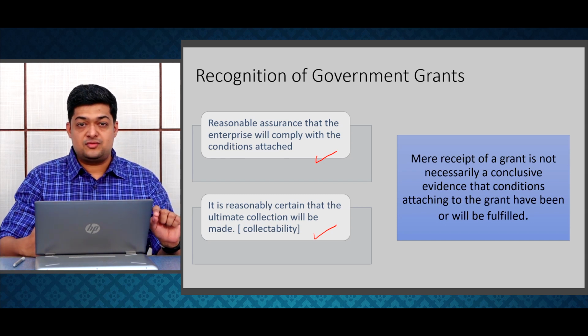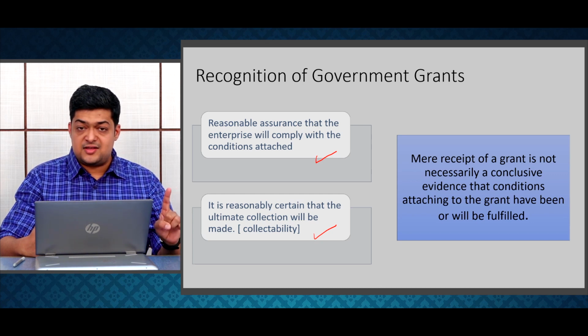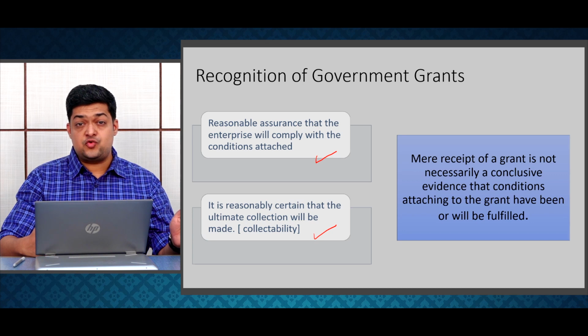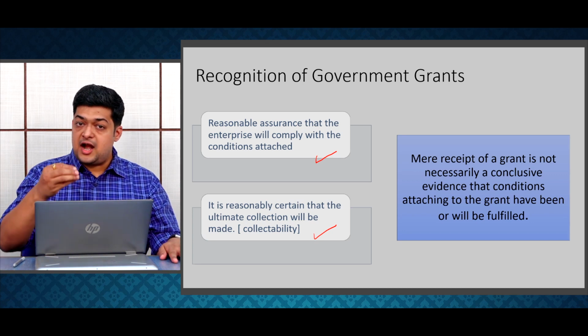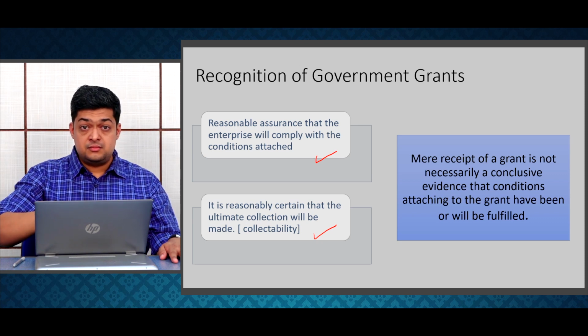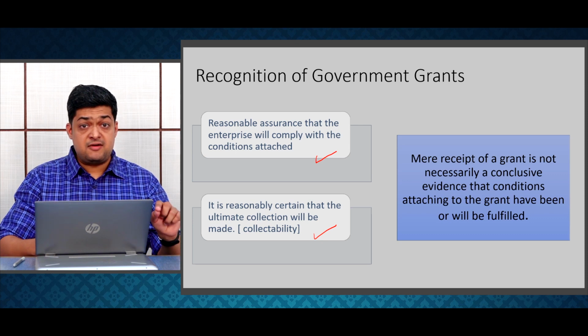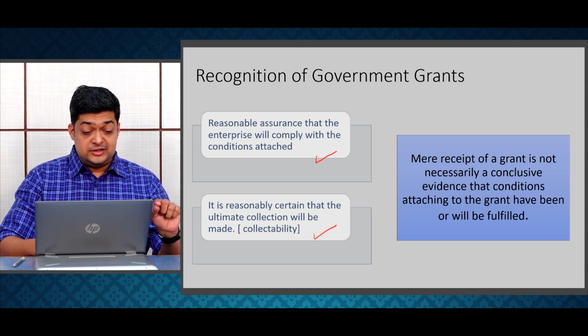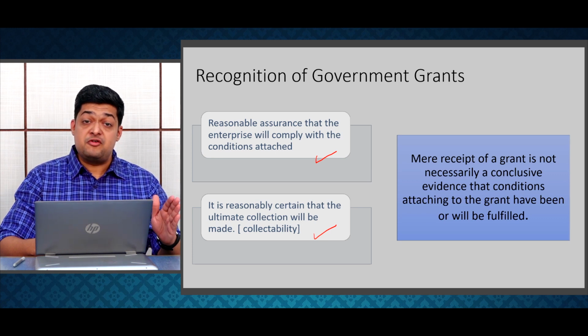So the point is, mere receipt of a grant is not conclusive evidence that conditions attached to it have been fulfilled. So for example, the grant has actually been received, so collectability is out of question. It has actually been received. However, there is no reasonable assurance that whatever conditions are required will be fulfilled.